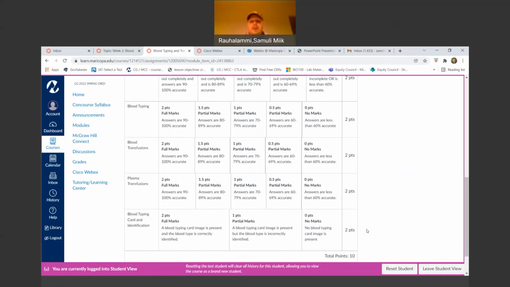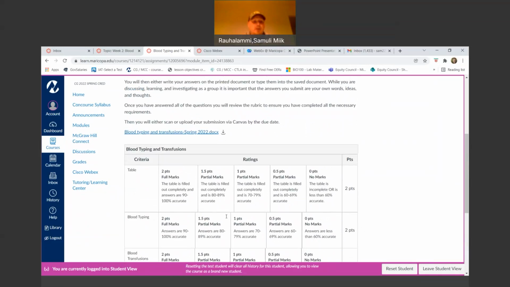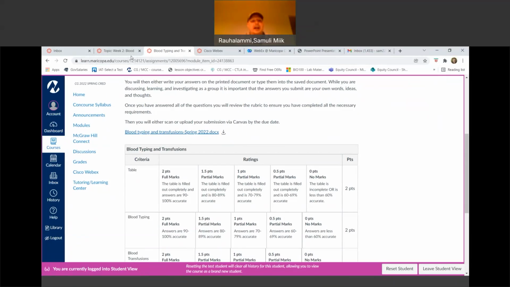So what we're going to do is work together through this blood typing and transfusions worksheet. But before we jump in there, I want to take a little bit of time to remind us how the blood typing worked. For that purpose, I have prepared a nice little PowerPoint for us. Let's have a look at that together.